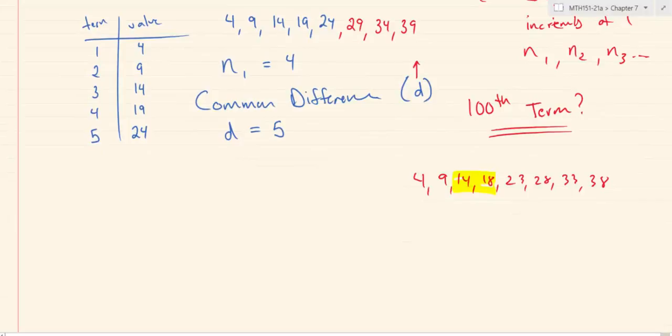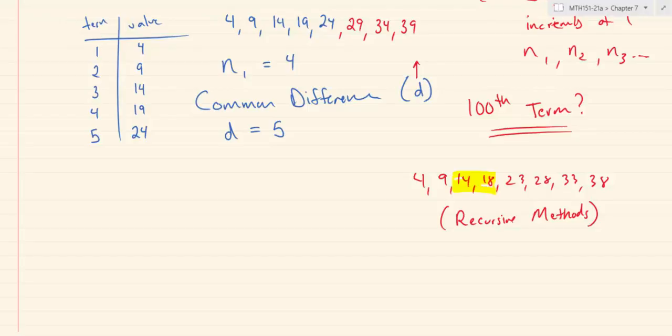By the way, this technique here, when you're writing this all out, is called the recursive method. Recursive method is kind of like brute forcing it. You're going to write down every single step, and it's going to take you a long time. We don't want a recursive method. What we'd like is something else which is called an explicit method. And the explicit method gives you the answer right away. You don't have to calculate all of the numbers prior to the one you're looking for. You just calculate the 100th term right away.